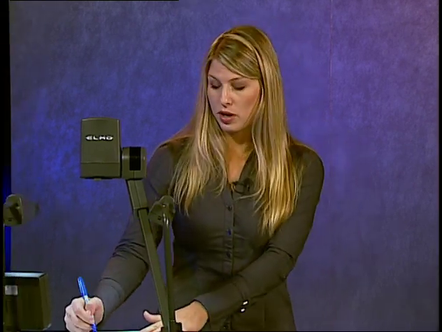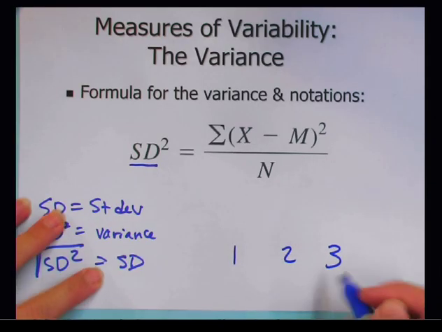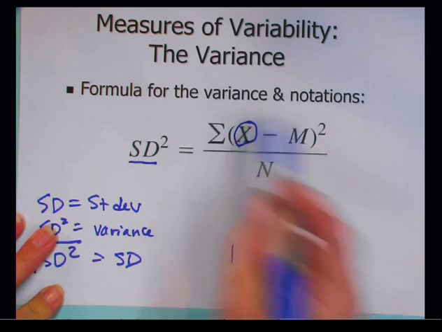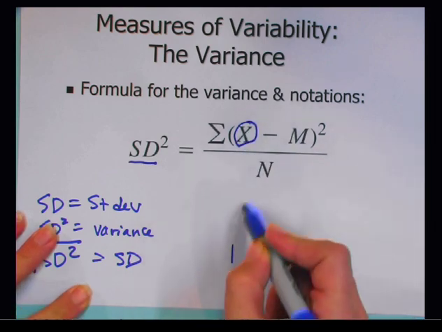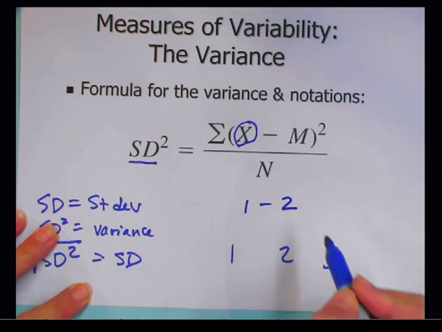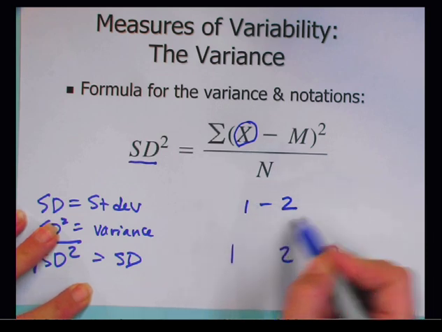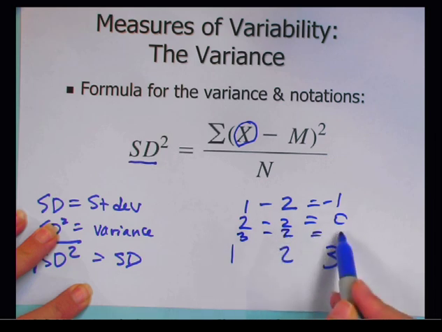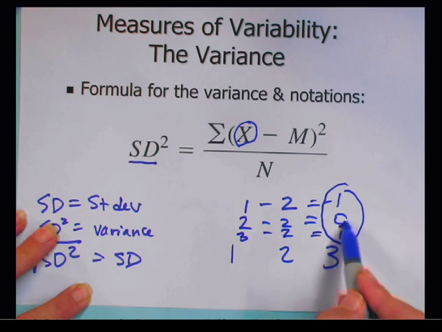And here is why. Okay. If you have 3 numbers, 1, 2, and 3, the way you would calculate standard deviation is to take the score and subtract the mean. So you take 1, that's the first score, subtract the mean, 2. And if you do that, you're going to get -1. And you would do that with each of these scores. So 2 minus 2 equals 0. And then 3 minus 2 equals +1. Now if you look here, we have a -1 and a +1.